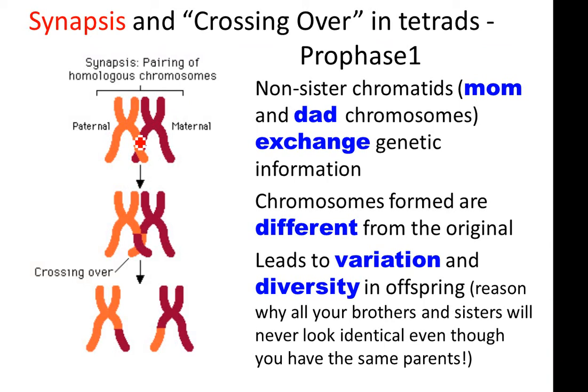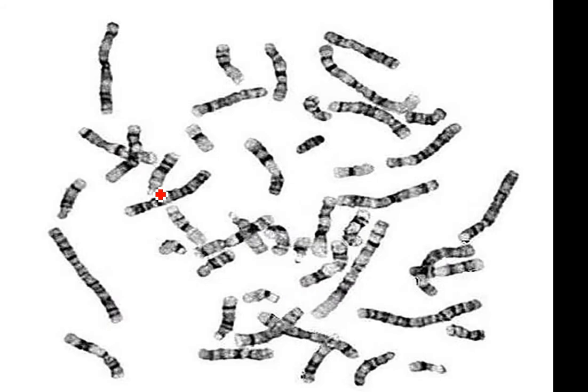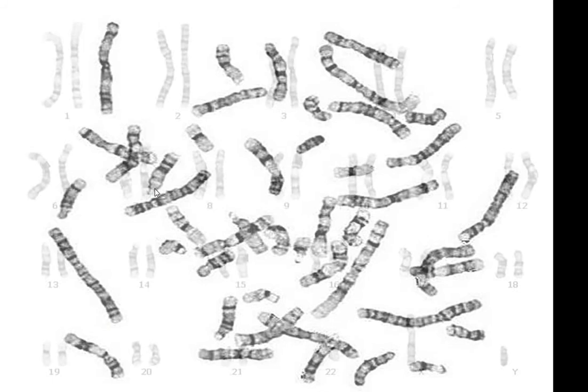If you don't do that, you're going to have what we call a non-disjunction, a chromosomal separation error that will cause some serious issues like Down syndrome, Klinefelter's, Jacob syndrome, Turner syndrome, a whole bunch of different ones that I'll go into later. So what I want my students to envision, so let's watch synapsis in action. Actually, this is going to show a karyotype, which is really what would result if synapsis occurred.